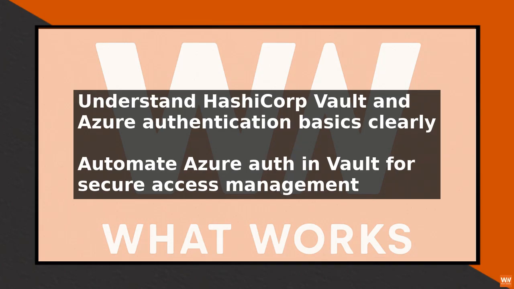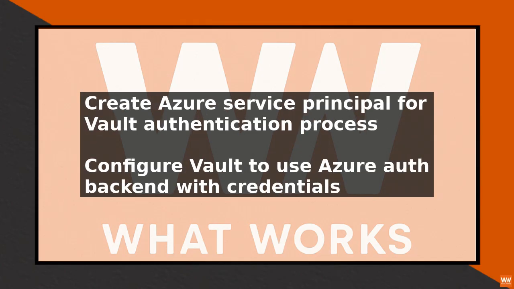First, you need to create an Azure Service Principal, which is an identity used by applications to authenticate with Azure. This service principal will be used by Vault to authenticate with Azure. To create a service principal, go to the Azure portal and navigate to the Azure Active Directory section. Create a new application and add the necessary permissions to allow Vault to authenticate with Azure.